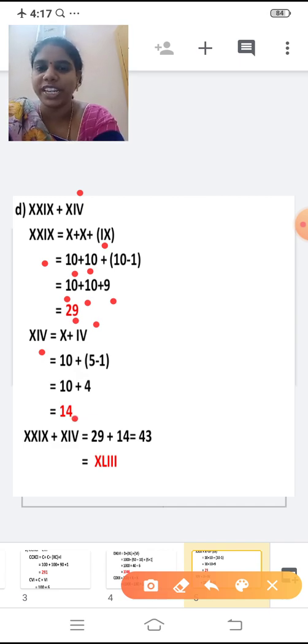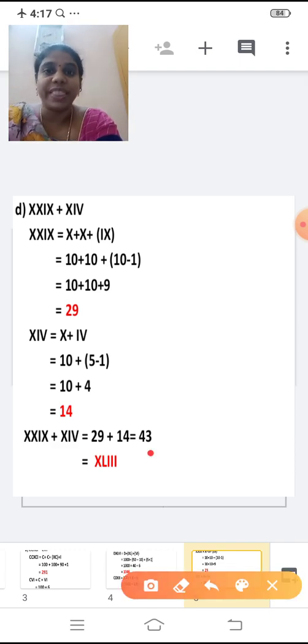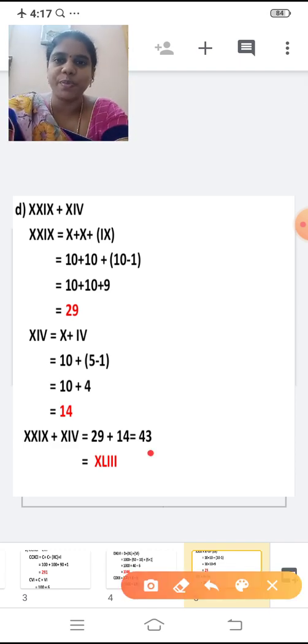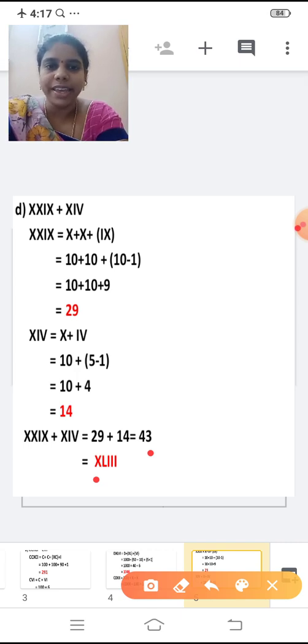Now add all together. 29 plus 14. So the answer is 43. Now change that again into Roman numeral. 40 plus 3. The value for 40 is XL plus 3, I. The answer is XLI.